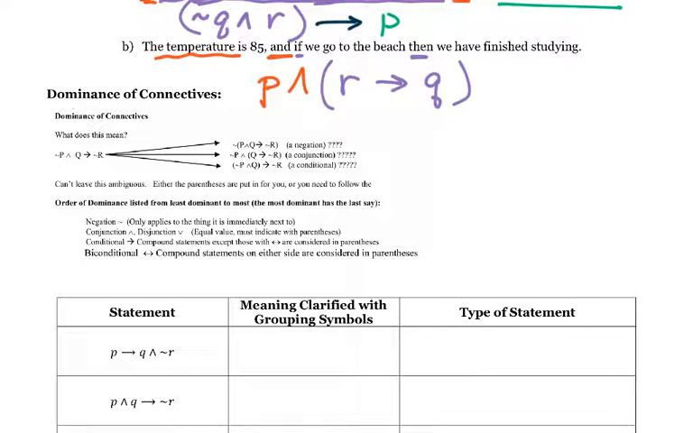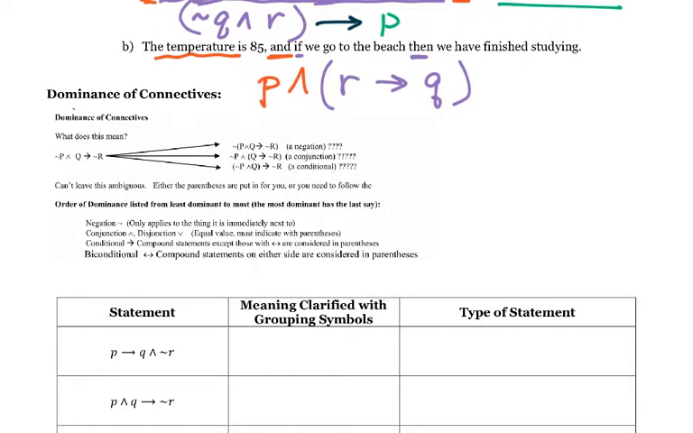We can't leave this to be ambiguous. We either have the parentheses put in there for you, and then it's very clear, like in the previous examples we saw, or you need to follow the order of dominance. So we have least dominant to most dominant, and the most dominant has the last say. So if they don't provide the parentheses for you, you're essentially adding them on your own. So the least dominant operation, I guess you could think of it, in logic would be negation. Okay, this only applies to the thing that is immediately next to it. So negation is the least dominant.